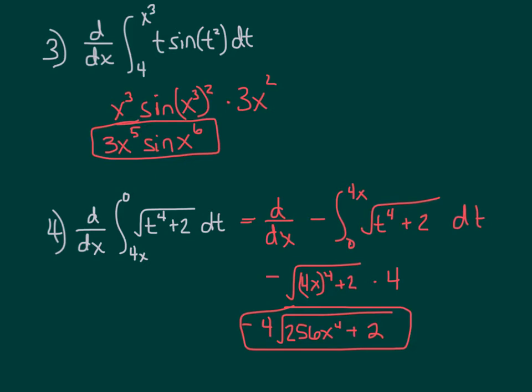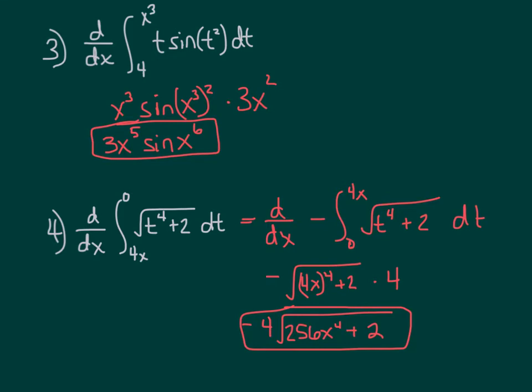This time I noticed that those bounds were backwards, so it's the derivative of the negative integral from 0 to 4x. Then again I plugged in my upper bound in place of t, and then took the derivative of the upper bound. And cleaned that up, and I got negative 4 square root of 256 x to the 4th plus 2. All right, so now that I think we have a good handle on that, we're ready to move on to accumulation functions.